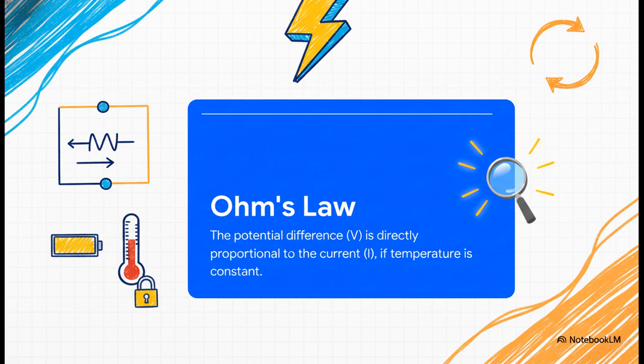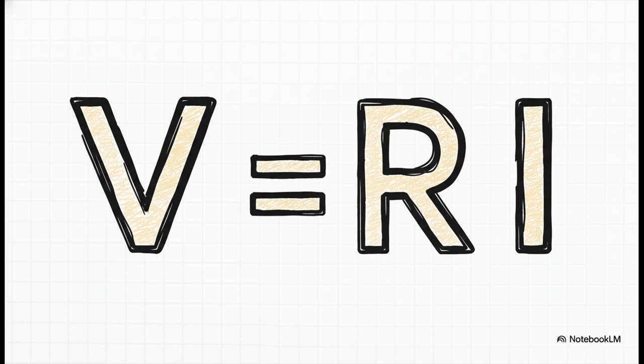Now, this last part is very important. The law only works if the temperature of the wire doesn't change. So, mathematically, we can write this relationship as V is proportional to I. Now, you know that to change a proportionality into an equation, we have to introduce a constant. So we get V is equal to some constant, which we call R, multiplied by I. Or as it's famously written, V equals IR. This constant, R, is a property of the conductor called its electrical resistance.